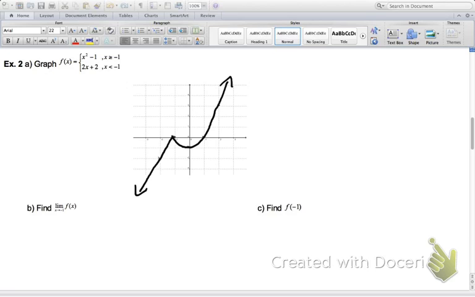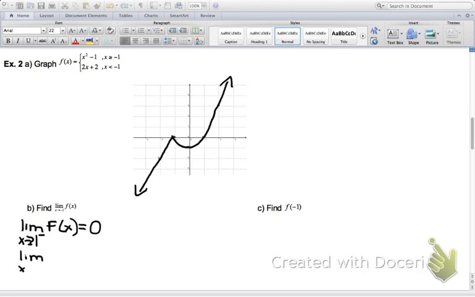So in part B, we want to look at what the limit of f(x) is as x approaches -1. So to do this, since it's a piecewise function, we're going to look at the limit on the left and right hand side of -1. So first we'll look at the left side. As x approaches -1 from the left side, f(x) will be equal to 0.